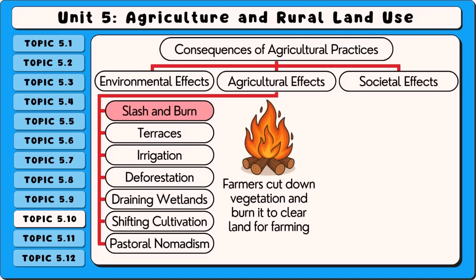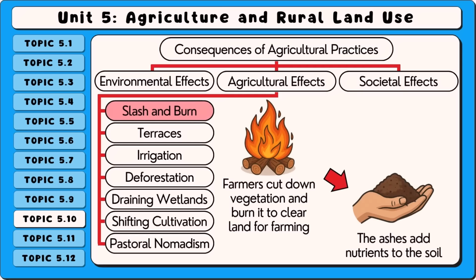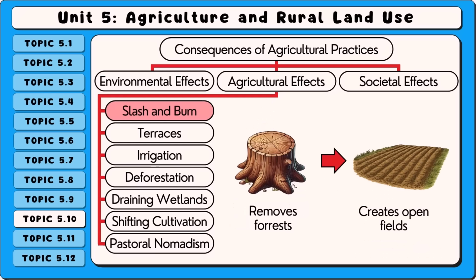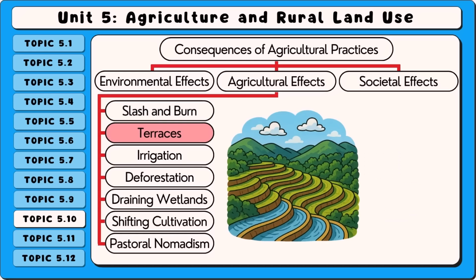clear land for farming. The ashes add nutrients to the soil, making it good for planting, at least for a short time. This changes the landscape by removing forests and creating open fields. Next is terracing, which means carving flat steps into hillsides to grow crops. This is often used in mountainous areas where flat land is hard to find. It changes the natural shape of the land and helps stop soil from washing away.